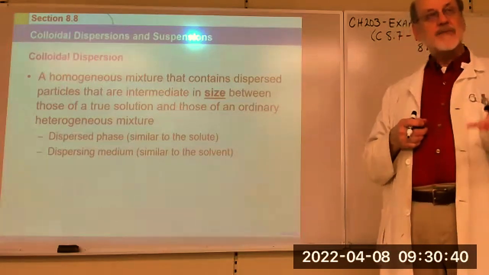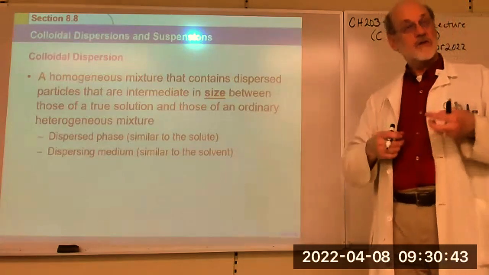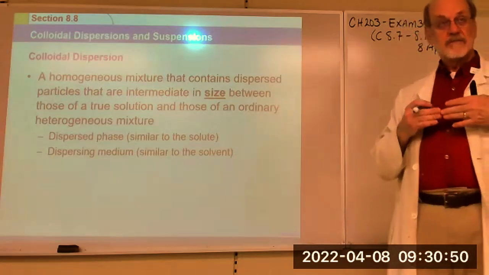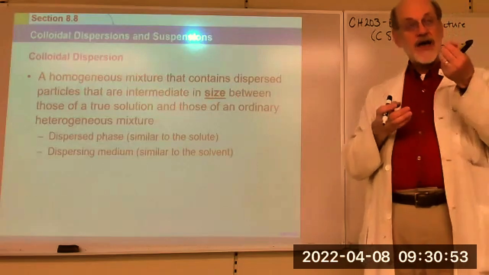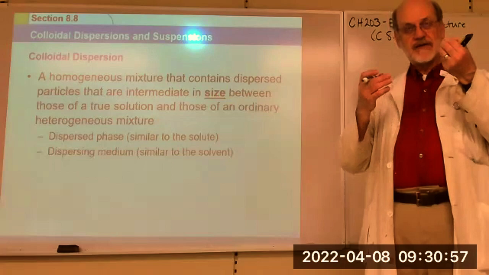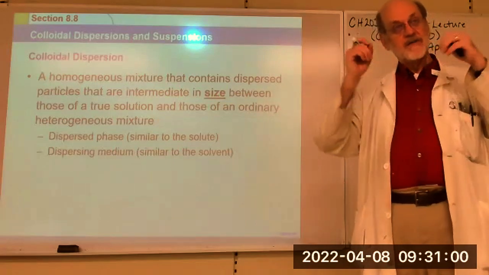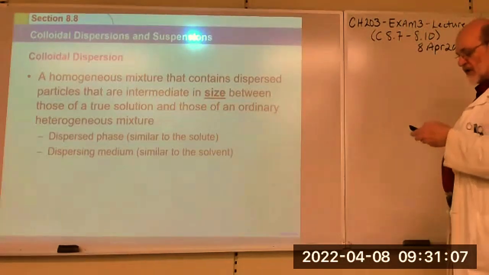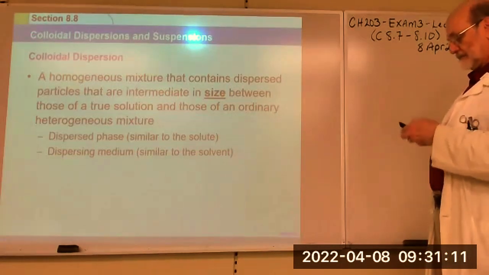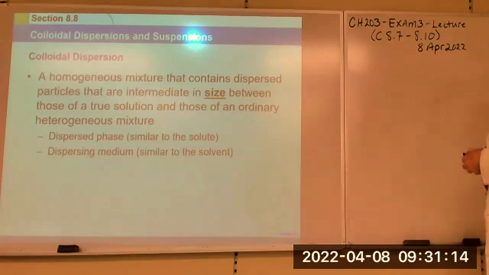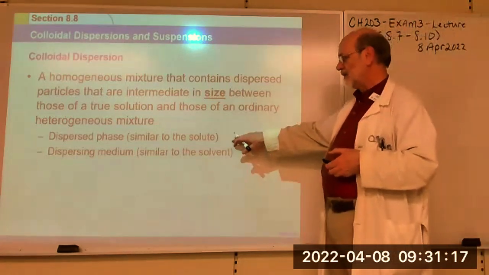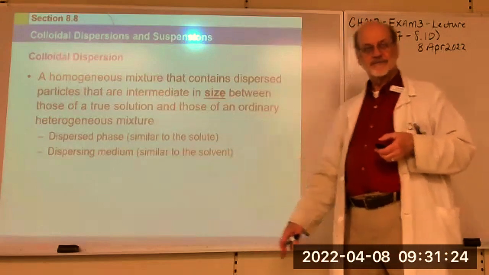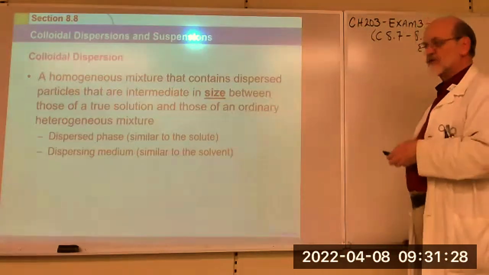It is the mechanism that keeps them from settling. Solutions form those intermolecular bonds between solute and solvent. But colloidal dispersions don't. The only thing that keeps them suspended is the small size of the dispersed medium and kinetic energy from the dispersing medium that bangs into them and keeps them from settling. So this homogeneous mixture, in this case, is not a solution. That's why we use a different terminology. The dispersed phase is similar to the solute, and the dispersing phase medium is similar to the solvent. They have analogous functions. They just do it differently.